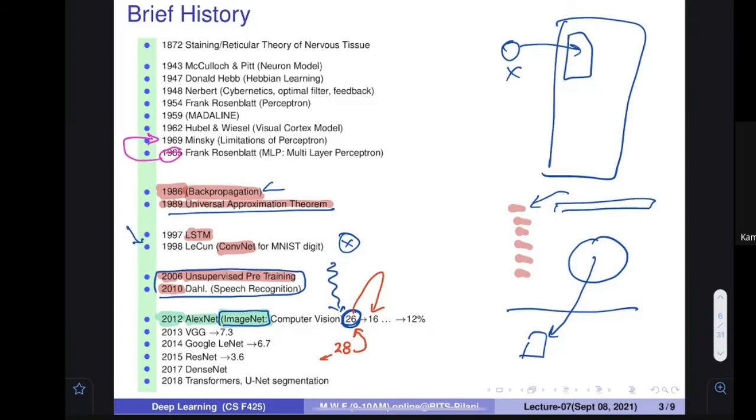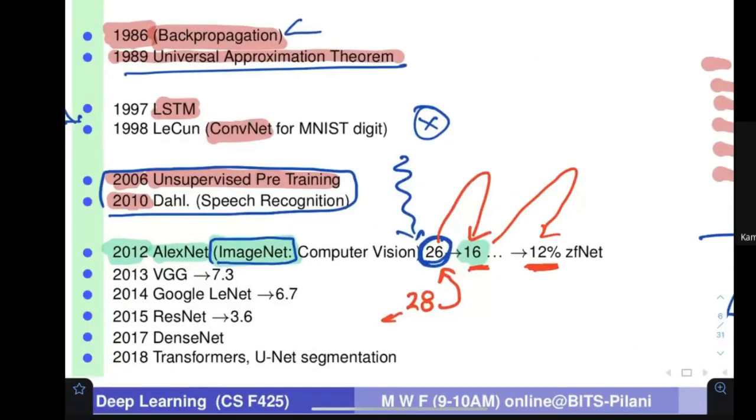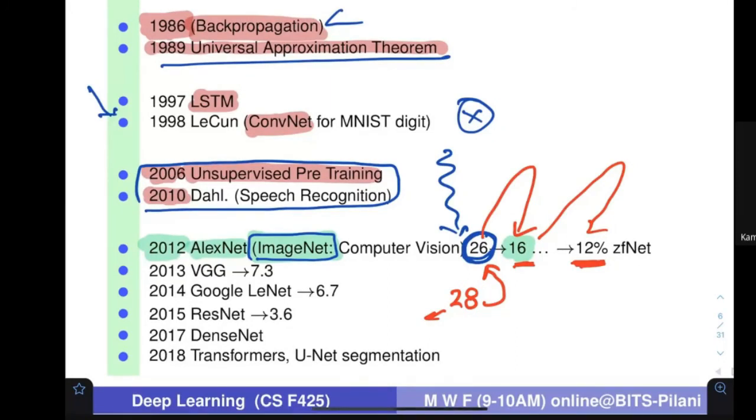Next year, ZFNet was proposed. That was actually not a very different kind of thing. It says that because AlexNet was proposed for the first time, it may not have had the right kind of parameter initialization, so this value may not be 16%, it could be 12%. So they showed another model, based on the same AlexNet, where the error was not 16% but 12%, using some small adjustments. Now you can compare: from 26, it was possible to reduce to 12%. Very big thing.